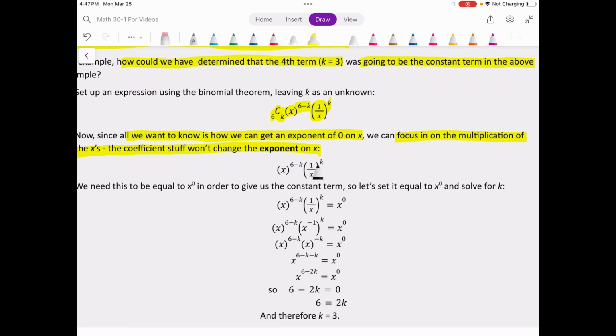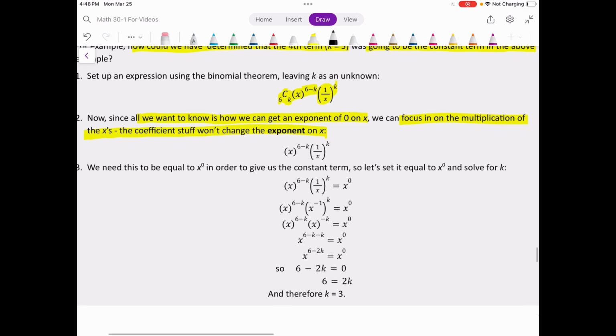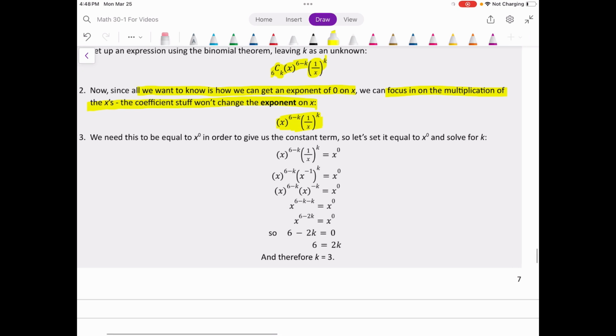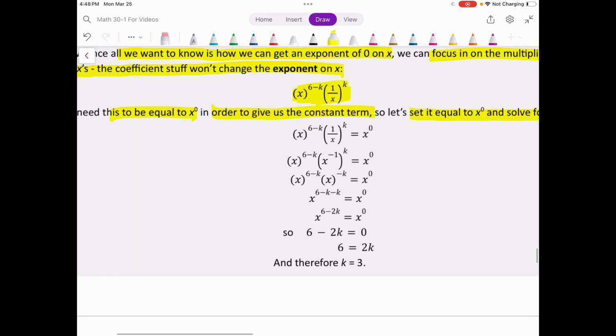And to find the constant term, we just need to figure out how to make the exponent on x 0, which is why we can ignore this 6 choose k. If there were a 2 here, we could actually even ignore that. If there were a 17 here, we could ignore that. We just want to figure out how to make the exponent on x 0 as our first step. So simplifying it down a bit, okay, we now know we're starting from something like this, and we just need this to give us x to the power of 0 if we want to get a constant term. So let's set it equal to x to the power of 0 and solve for k, right?